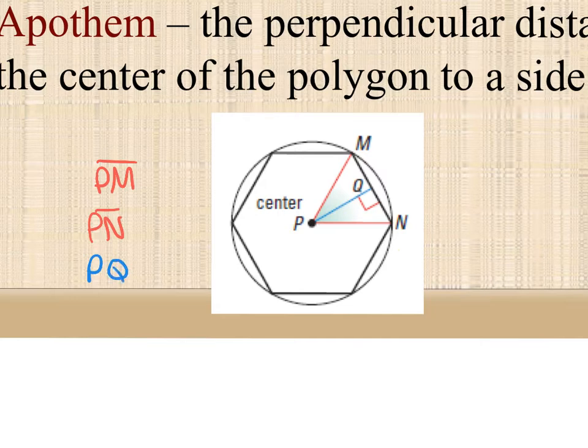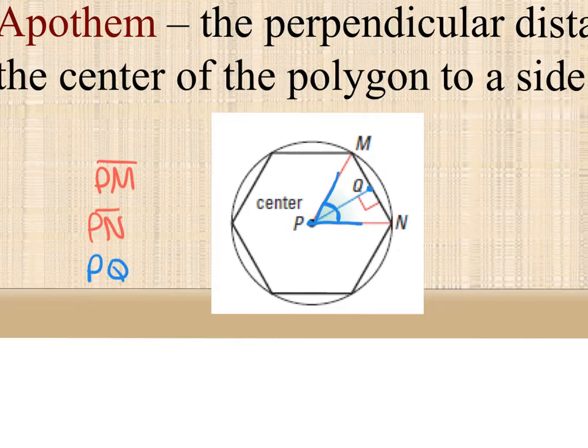It's PQ. The apothem goes from center to the side of the polygon. Notice it doesn't go all the way to the circle, whereas the radii do. So the radius is always going to be longer than the apothem. The central angle is formed by two radii. So my central angle would be this angle right here, MPN. So it's always formed by two radii.